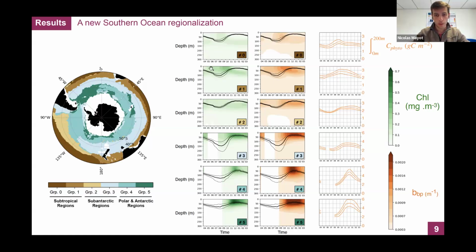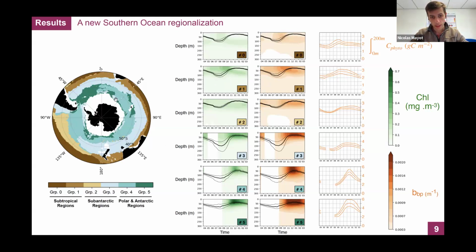So the 2 first regions here could be related to what we call subtropical typical variability, because they mostly are located in the low latitude and also have some kind of deep chlorophyll and deep BBP information at depth over the summer season, which is typical of subtropical region.